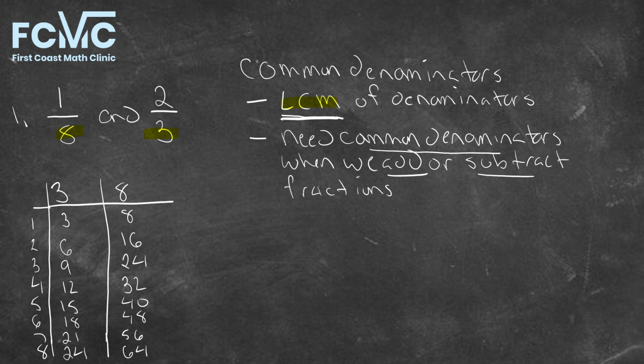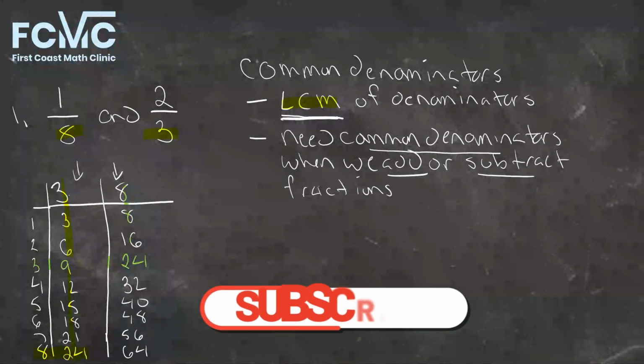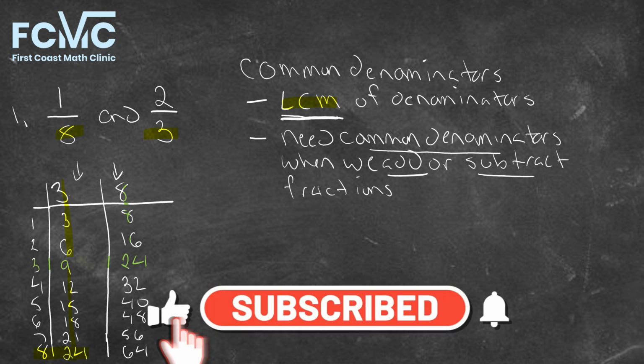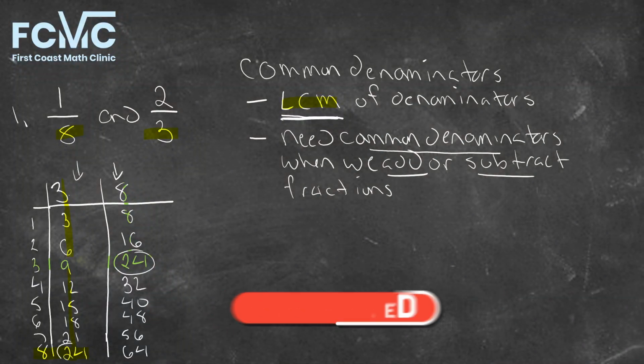And we want to find the smallest number in these two columns that these values have in common. Well, starting with our 3, we notice that we've got 24 here. So 3 times 8 gives us 24. And our 24 here, 8 times 3 gives us 24. So our common denominator is going to be 24 and 24.